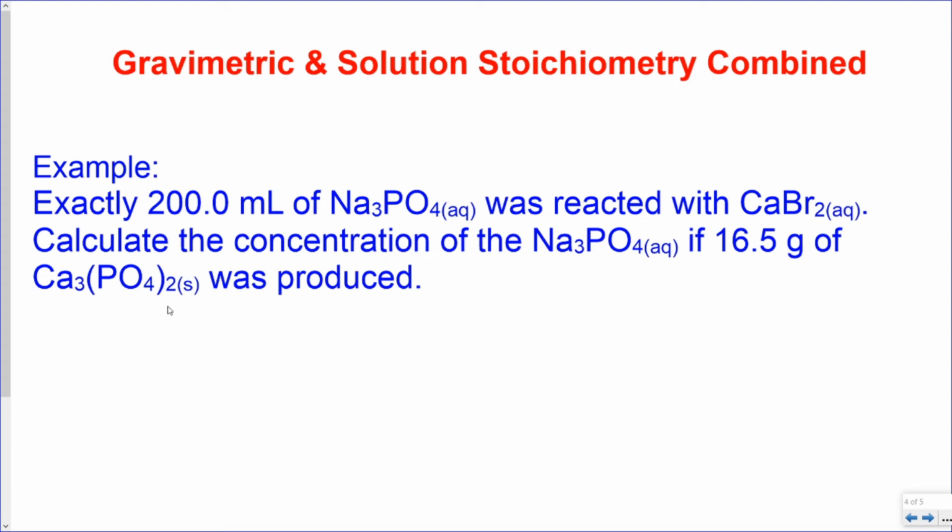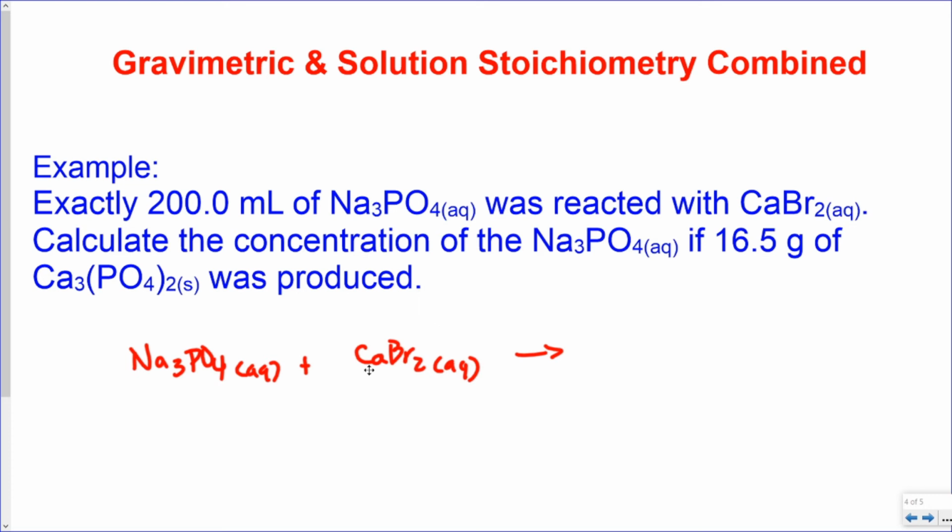Okay, so before we get to see that this is a combined question, let's do the first step, which is the same regardless of any stoichiometry question. Write a balanced reaction. So we have sodium phosphate reacting with calcium bromide, and those were both aqueous. And it says calculate the concentration if calcium phosphate was produced. And we can see this is a double replacement here.